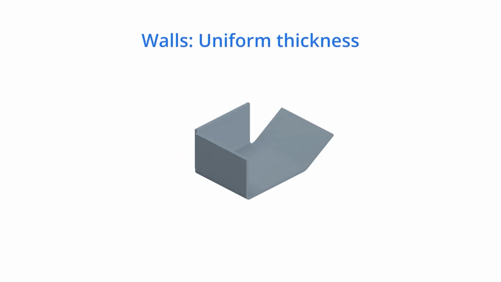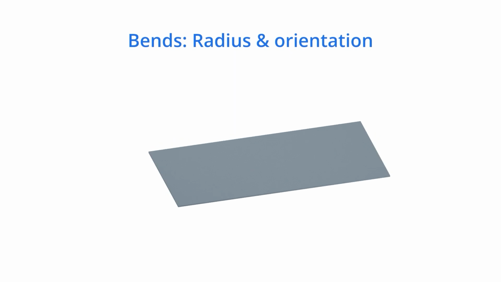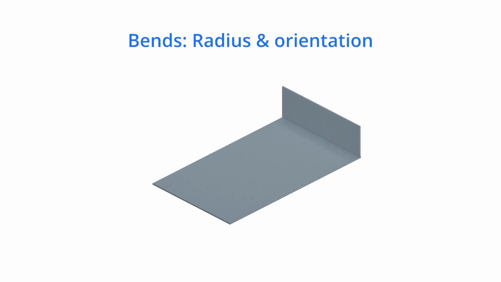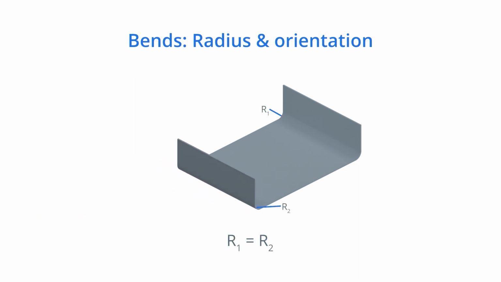Parts are usually fabricated from a single sheet of metal, so they should have a uniform wall thickness. Bends, radius and orientation. Keep a minimum bend radius to prevent parts from fracturing or distorting. We typically recommend that the smallest bend radius should at least be equal to the sheet thickness. However, there are also various reference tables that show minimum bend radii for different materials and part thicknesses. Keeping the bend radius consistent makes the part cost-effective, as you can use the same tool to bend it.